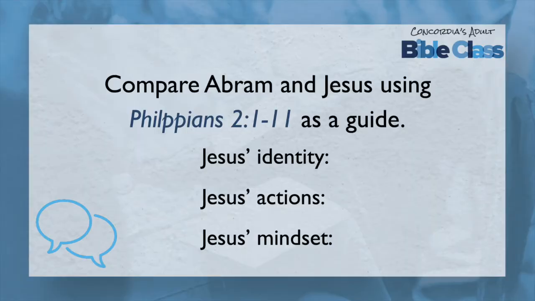And really be focusing on three things. They're going to parallel pretty well with the three observations that we made about Abram: Jesus' identity, Jesus' actions, and Jesus' mindset. So we'll be working together, trying to figure out, okay, how does Abram point to something about Jesus in these three ways? You should find it somewhere. And there's no one right answer. I'll give you my answers when we're all done and we'll bring it back. But just give it your best. Let's see how it goes.